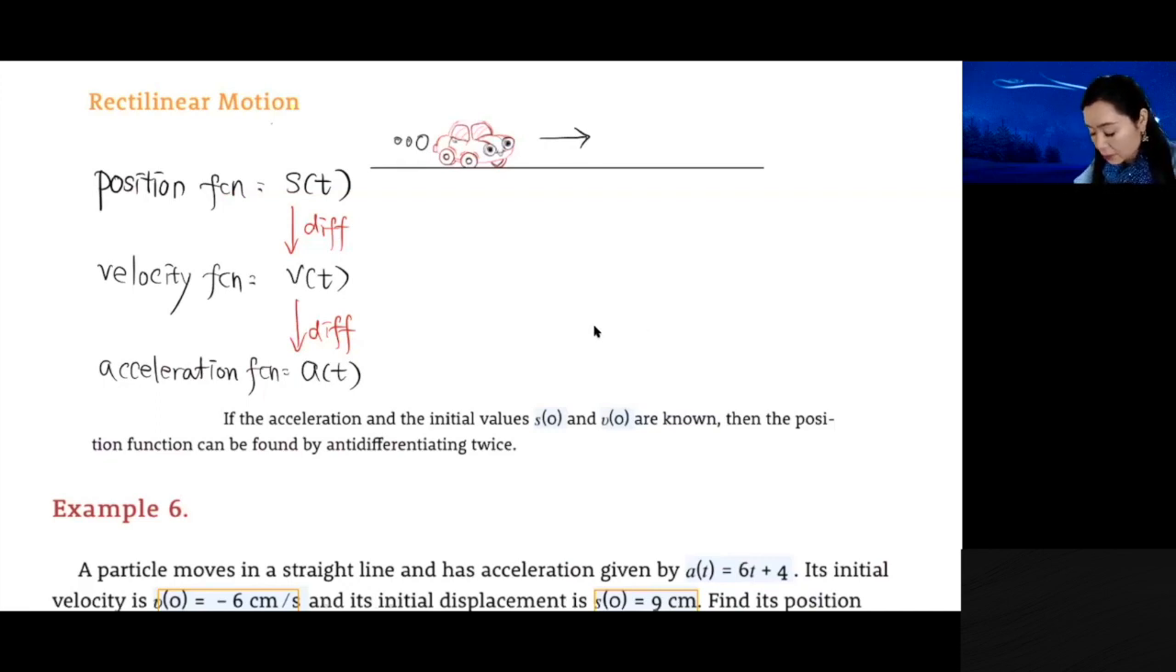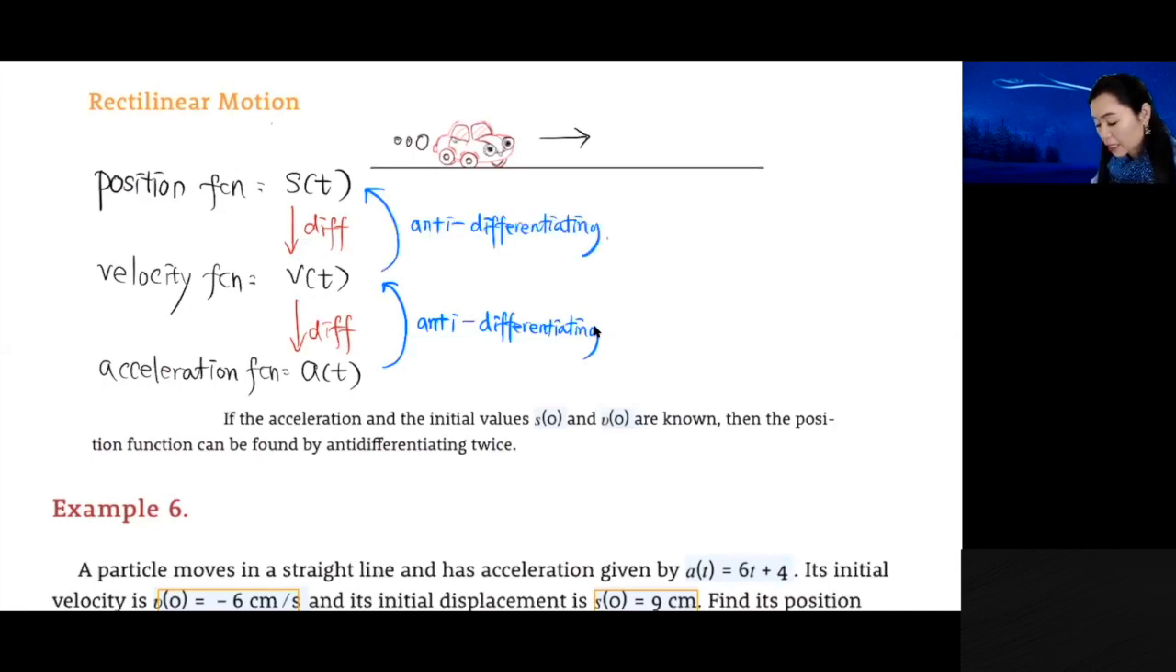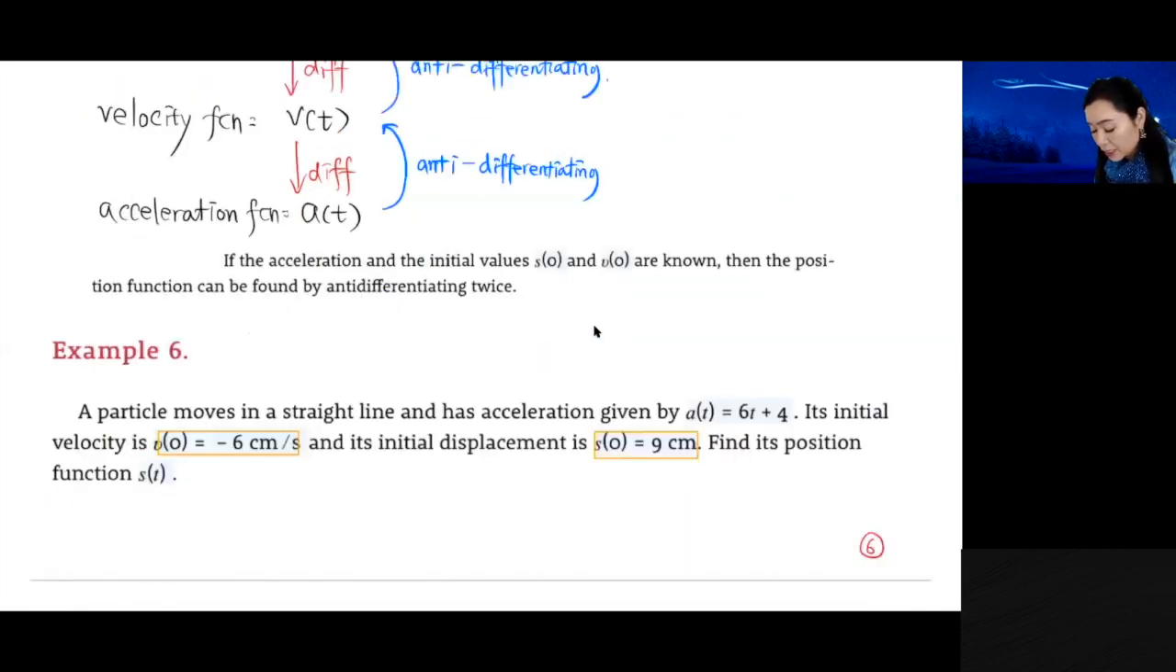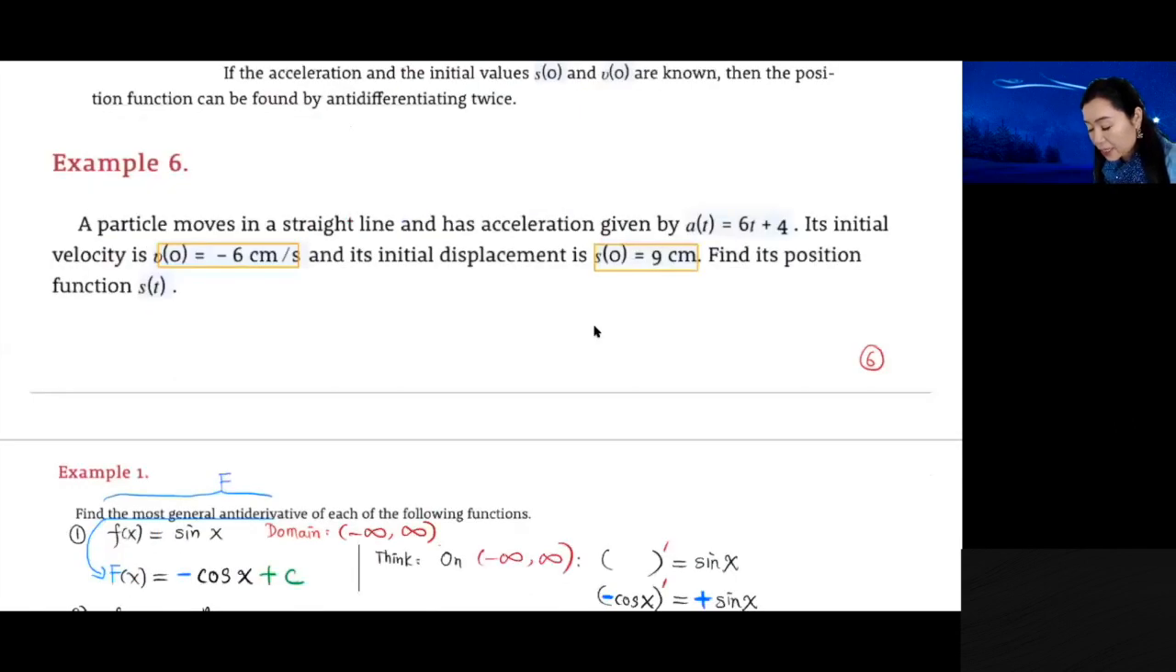So you find the antiderivative, anti-differentiating once, get this, and then you find the antiderivative one more time. And you will get back the position function. Just reverse it. Now in this example 6 over here, a particle moves.